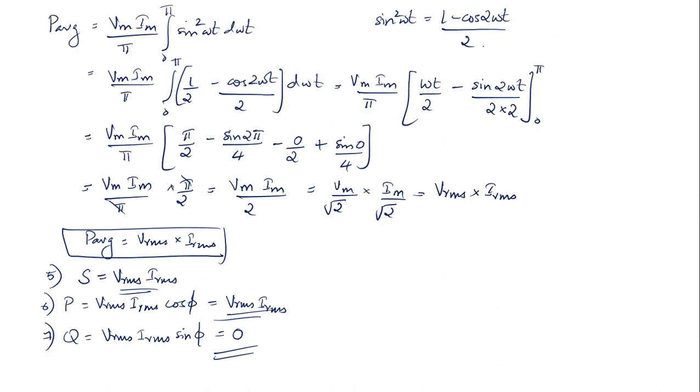The average power, on integrating the instantaneous power, you will get as Vrms, Irms. Then apparent power is V into I. The active power is VI cos phi. For all the voltage and current you give RMS, and cos phi is 1 in the case of resistive circuits. Q is Vrms, Irms sin phi; again phi is 0, so you will get it as 0.